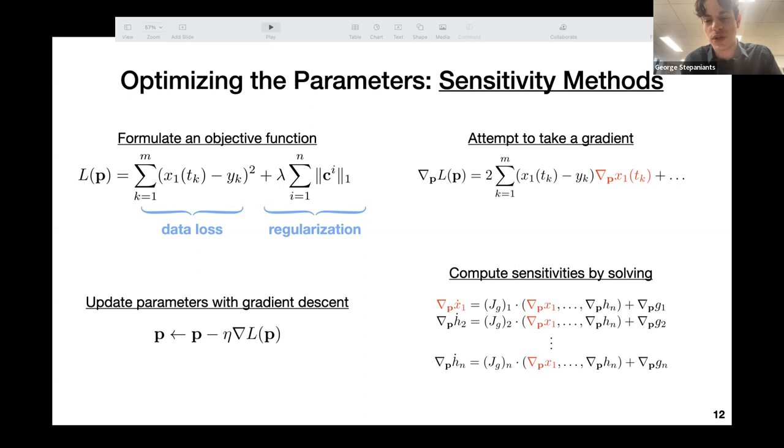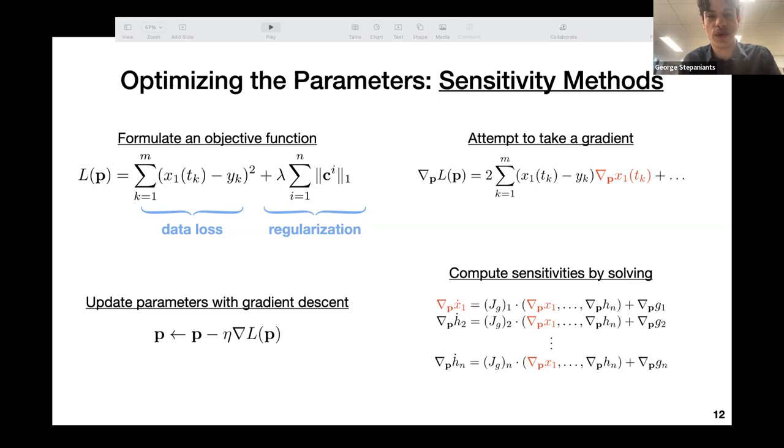And you can actually see that if you simulate the system forwards in time, you can compute the gradient of x1 with respect to p and then plug it back into your formula for the gradient of the loss function. So this is sometimes called the forward sensitivity method, because you take your original system, you append onto it this new system of n times p equations, and you do a forward solve, and you are able to compute the gradient of your loss with respect to the ODE parameters. Okay, so that's just a general overview of how we optimize our model.